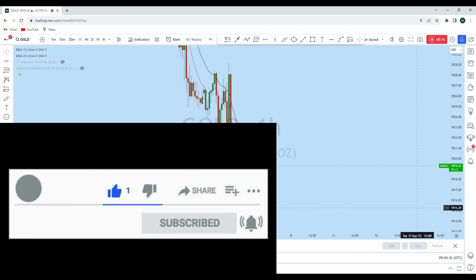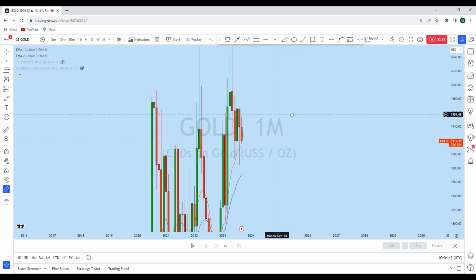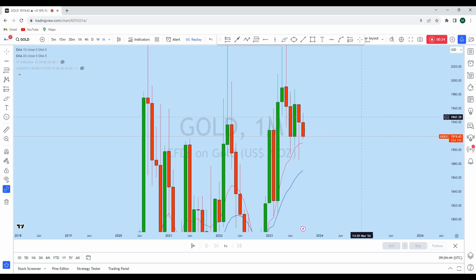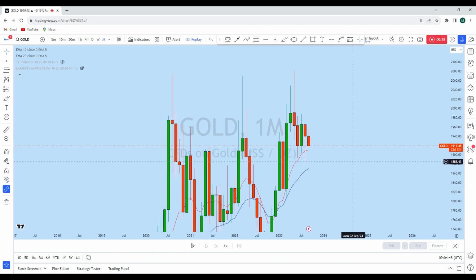Before we discuss how we can trade, first let's look at the bigger picture, looking at the monthly time frame to see the overall direction in the market. From the monthly, we can see that gold is a long-term bearish market.